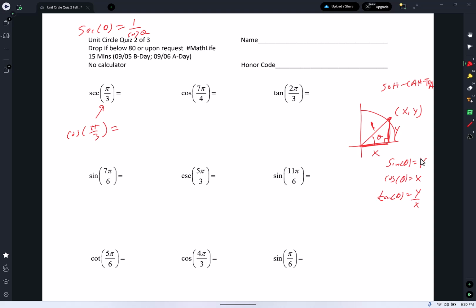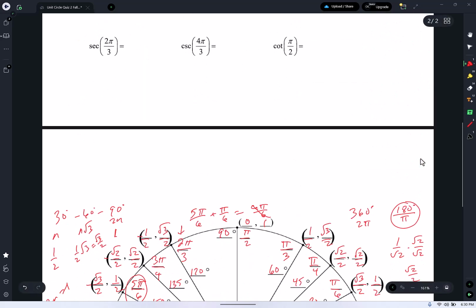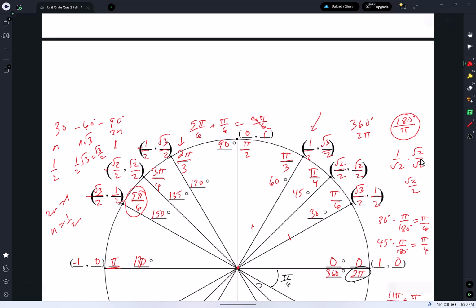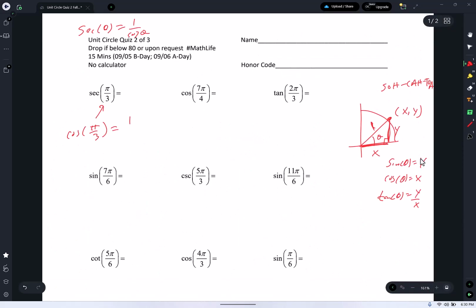And then your reciprocals. Secant is 1 over cosine. This is not a lesson, guys. This is just going over the unit circle. So again, cosine of pi over 3, I go to pi over 3. So let me go to pi over 3. And cosine of pi over 3 is a half. So I write 1/2.